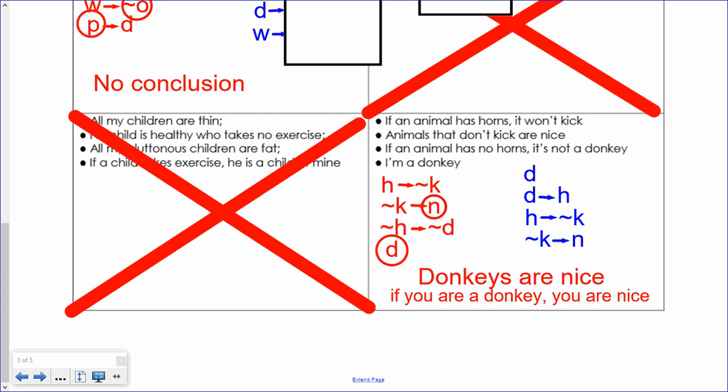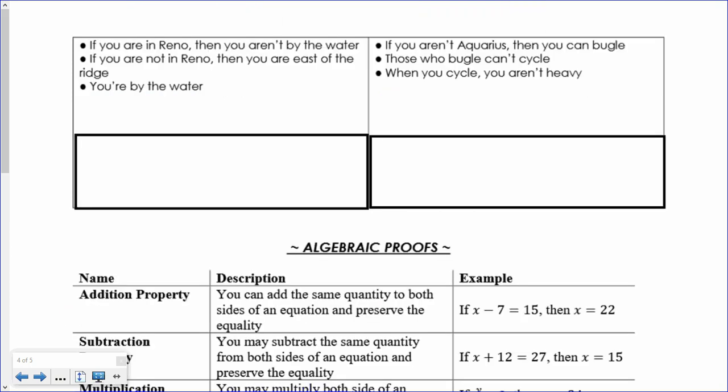Okay. On the next page, you guys are doing those two on your own. So for these two, I need you to turn them into symbols, rearrange them as needed, and then find the conclusion. So go ahead and do that on your own.